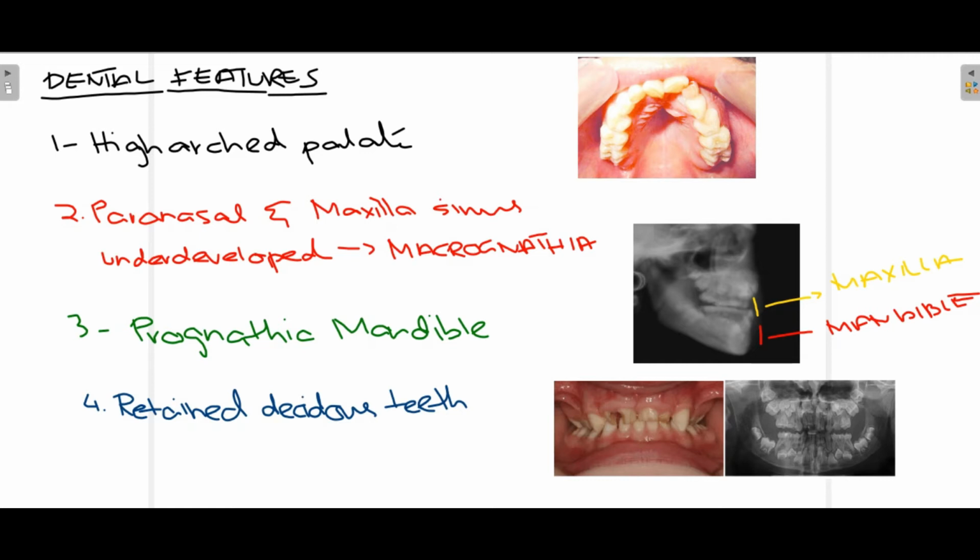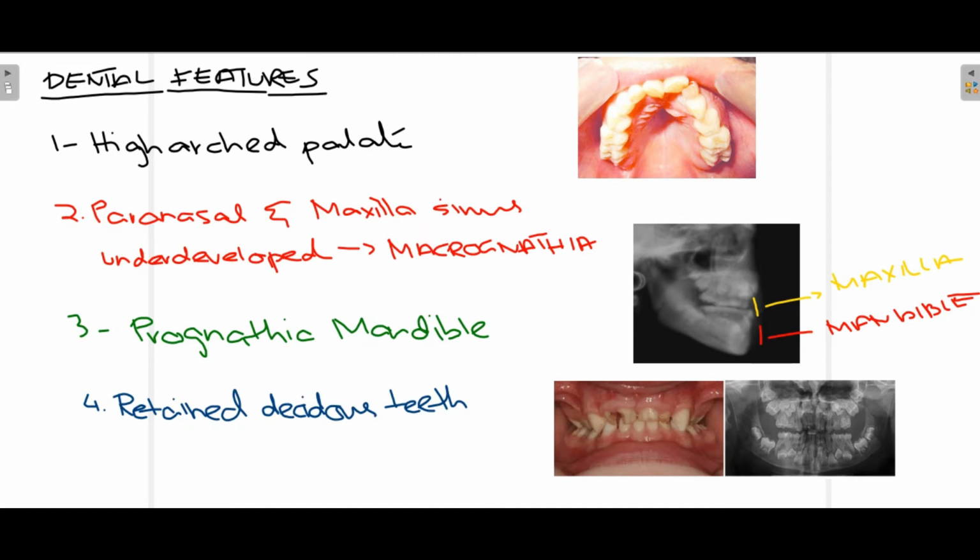Firstly, there is a high arched palate. You can see in this picture how deep the palate is. When the depth of the palate exceeds the normal limits, it's known as a high arched palate. Secondly, there are various sinuses present in your head, with different functions. We'll discuss that some other time when we are focusing on sinuses. But for now, you should know that there are different sinuses in your head, such as the paranasal sinus and maxillary sinus.